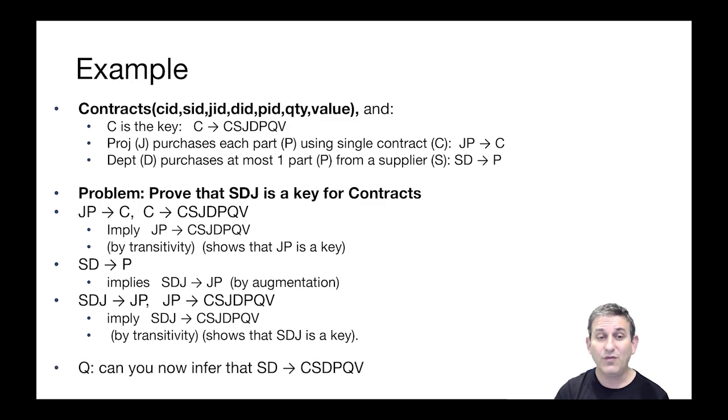Now, can we therefore infer that SD determines everything in Contracts except for J? And the answer to that is no, just the same way as it was with our books and our titles. You can't just drop things from the left-hand side and say anything about the right-hand side in particular.